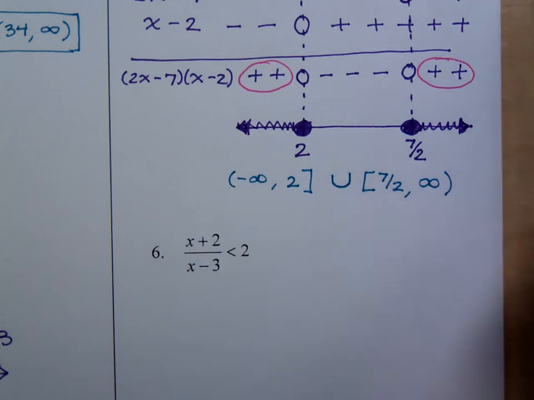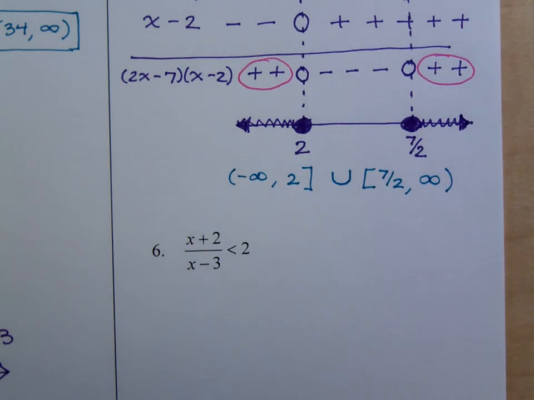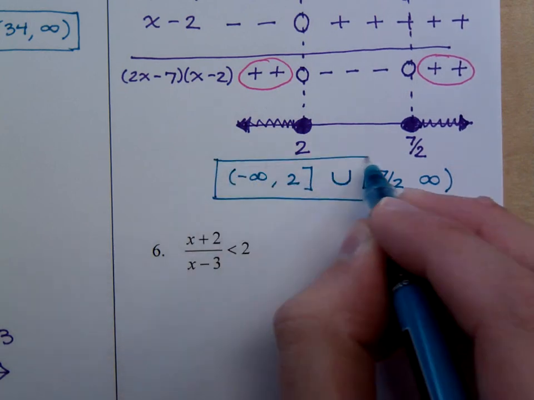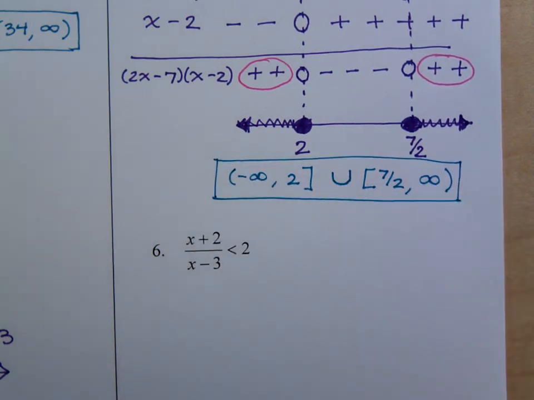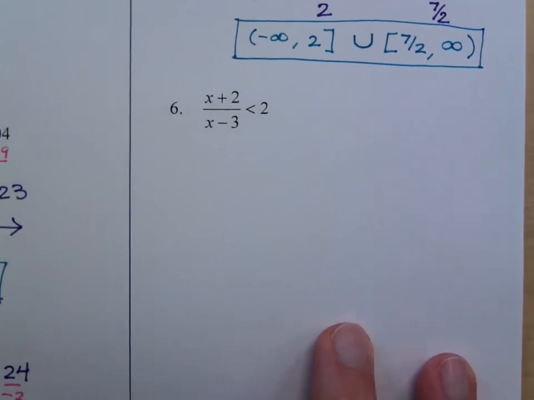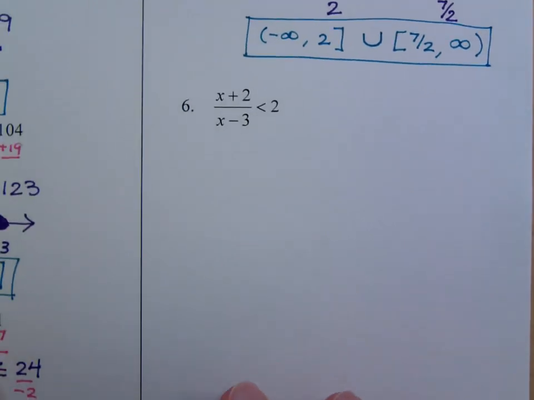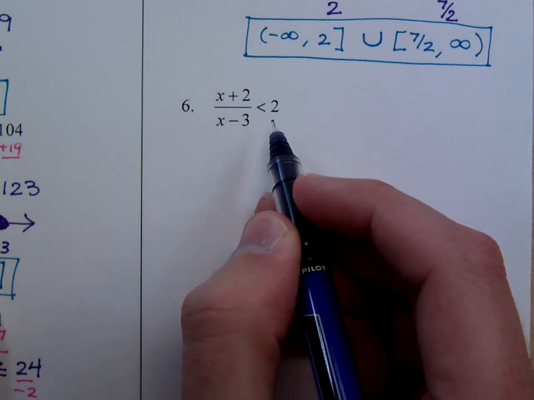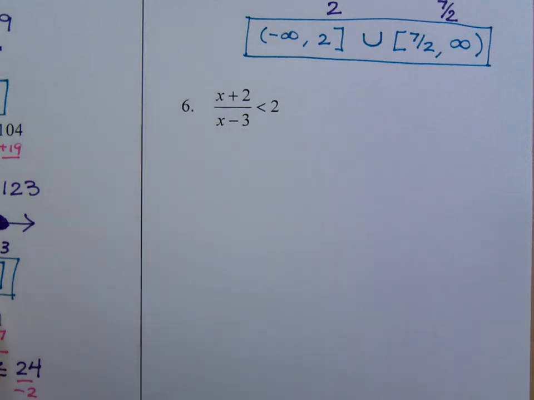Now let's take a look at a rational inequality. A rational inequality works the same way as a quadratic inequality. You just have to see everything in terms of its factors. So in number 6, I can't compare it to 2. That makes it very difficult. Instead, what I do is I need to have this set equal to 0.